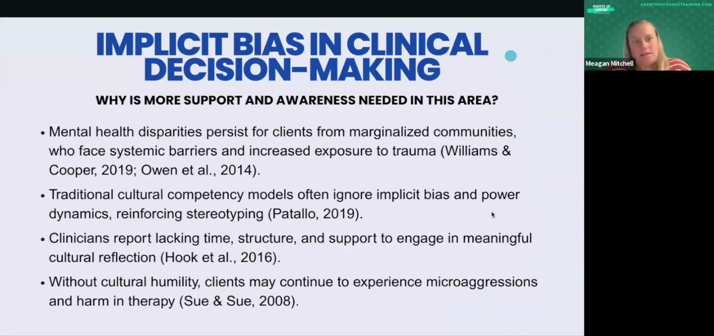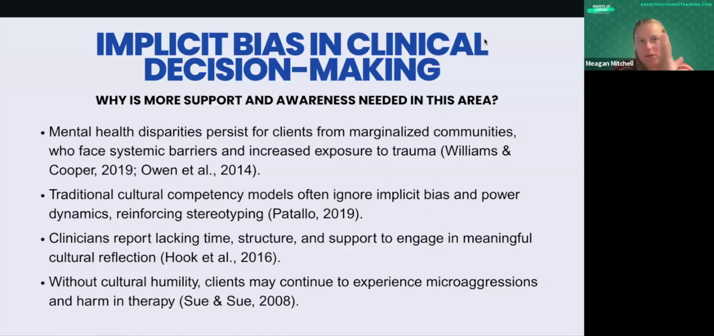Okay, why do we need this? So we know these stats, but just honing in on the facts here, mental health disparities exist even stronger and more persistently for clients from marginalized communities because there are systematic barriers, right? They may have an increased exposure to trauma. There are systems at play for that. Okay. What else is why this work of cultural humility is important?